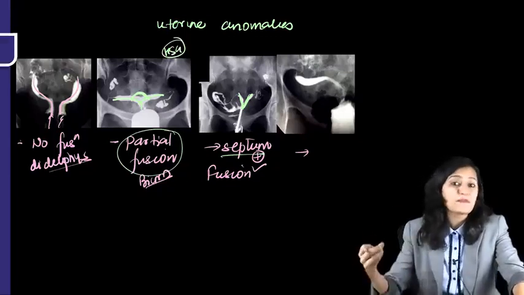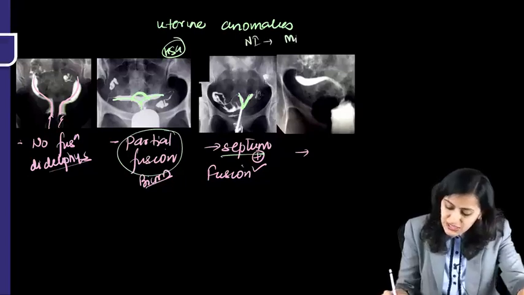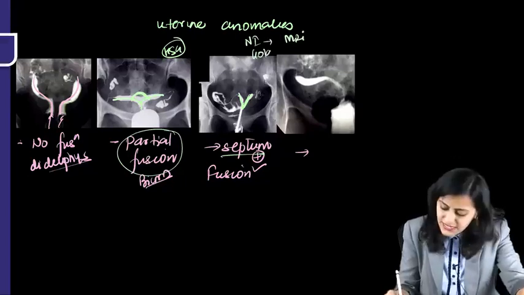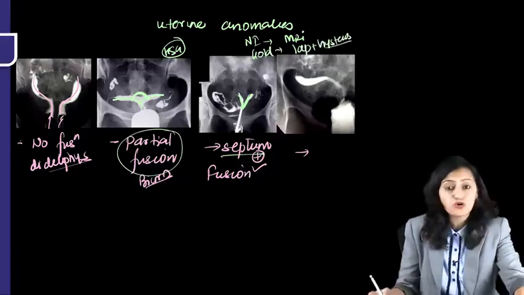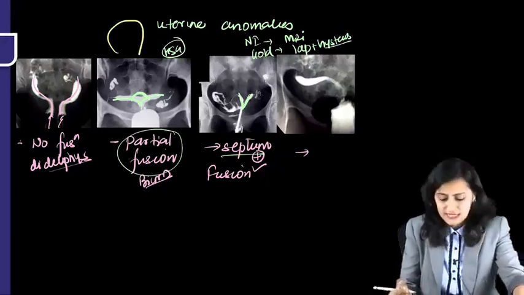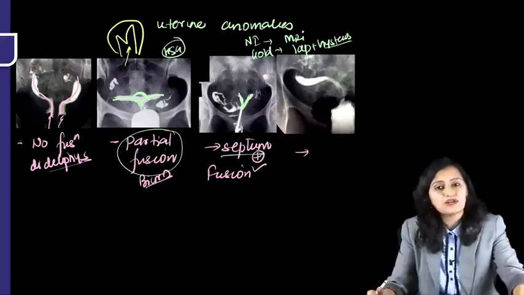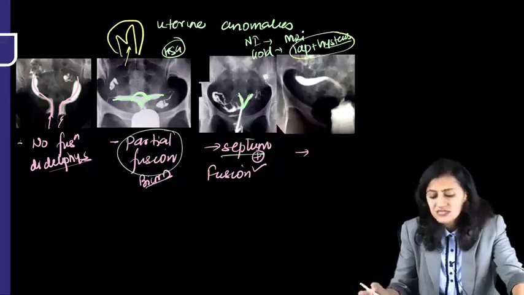3D ultrasound, MRI are better. The best non-invasive investigation is MRI. The gold standard investigation is combination of laparoscopy and hysteroscopy. Because laparoscopy will help us evaluate the outer surface of the uterus. Hysteroscopy will help us evaluate the inner surface, the endometrial cavity. Right, so a combination of both is the gold standard.